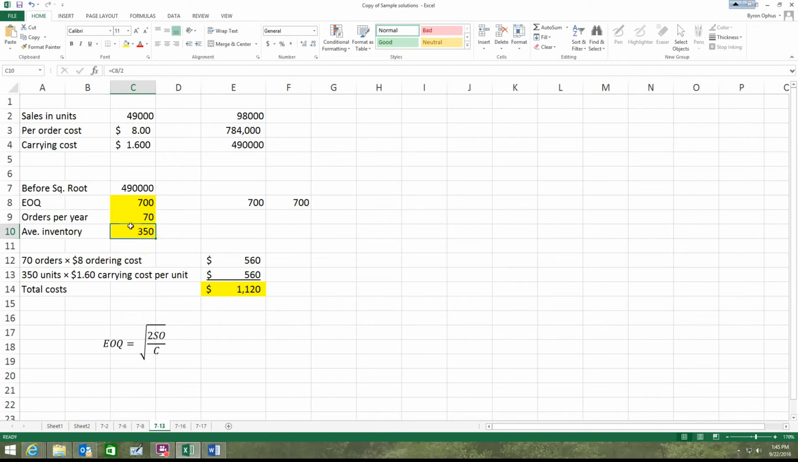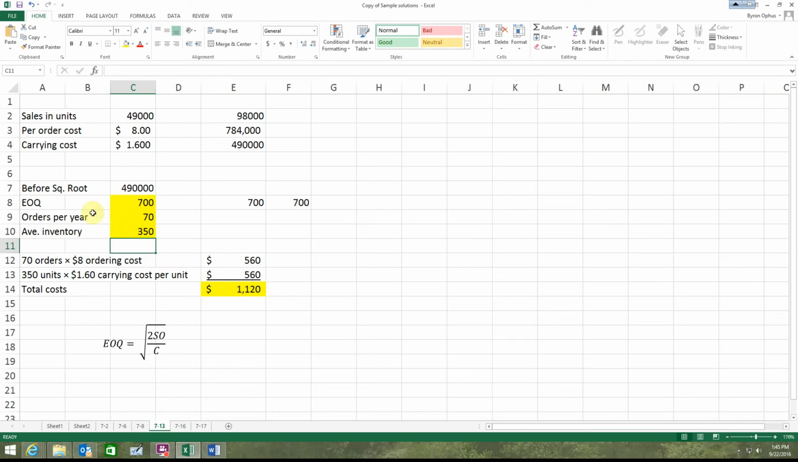The next one, average inventory. Well, it's pretty simple if you look at a little chart. I'll start here with 700 in inventory. I'll sell it off. Back up to 700. Sell it off. Back up to 700. Sell it off. Right? It's simply my economic order quantity divided by 2, or half of my economic order quantity, however you want to say it. 350 is what I'd have as an average.